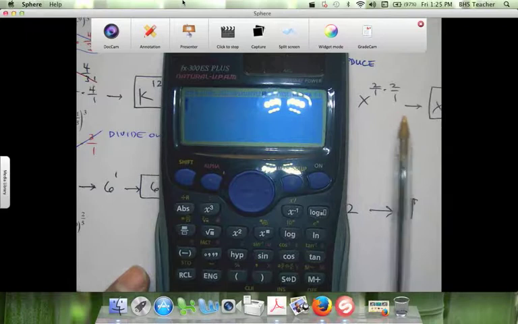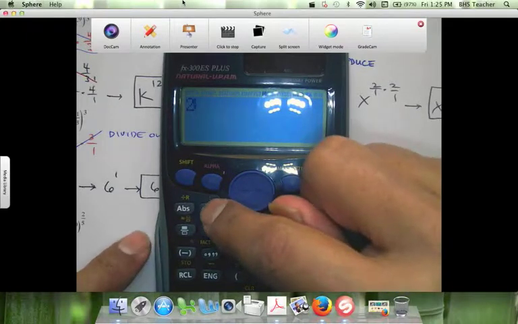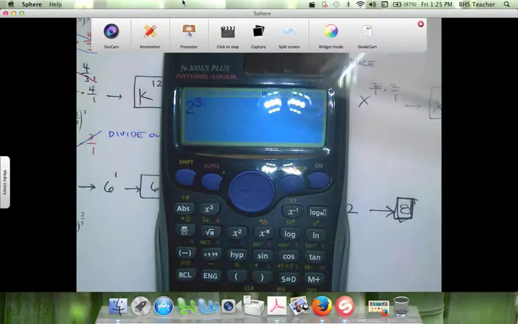Punch in the 2. And then you cube it. Just hit that button, the cube. See? It goes up here. And then you hit equals. Tells you the answer is 8.